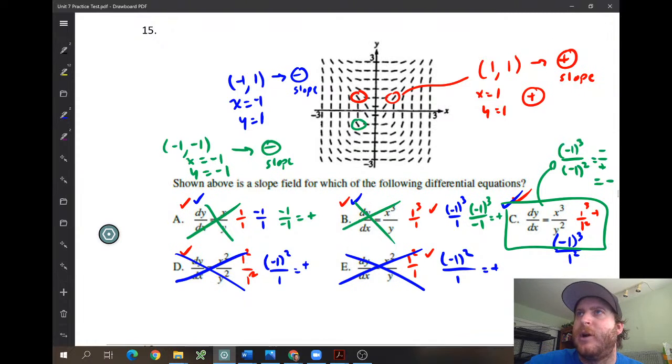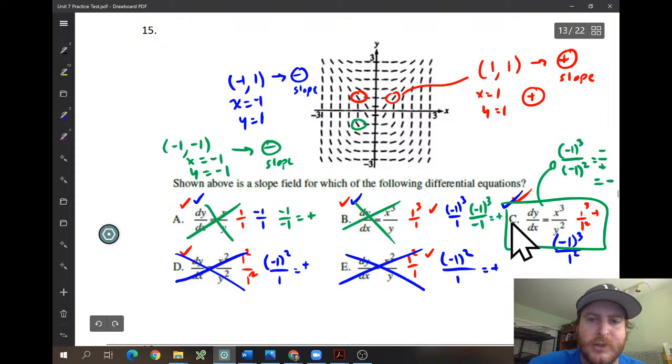Sam asked a really good question in the chat. She said, are there any specific points that you recommend using? I always recommend using (1, 1), (1, negative 1), and (negative 1, negative 1), because 1 is the easiest to plug in. If you're trying to plug in 2 or 3, then you're having to do like cube, it just gets nasty. So I always do that.